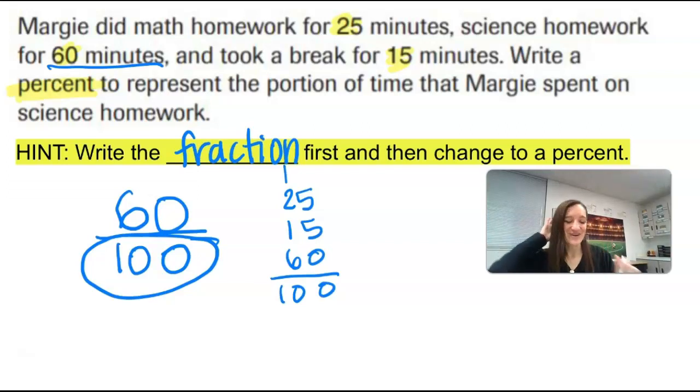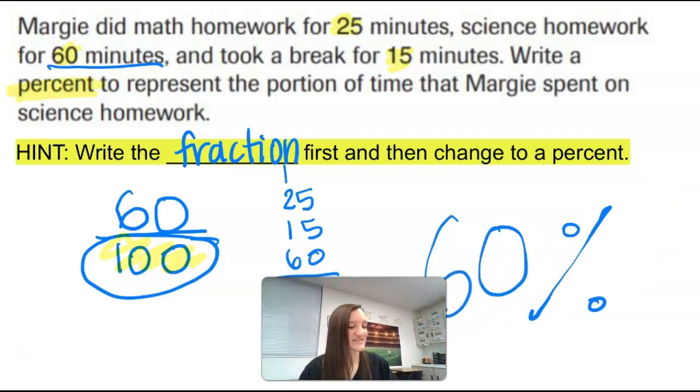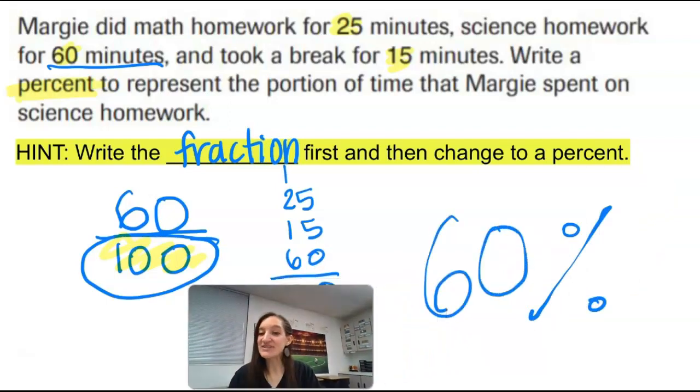And now to answer the question, take this 100 and rewrite it as a percent. And then change it into 60. So 60% of the time she was doing her science homework, which means that 25% of the time she was doing math, 15% of the time she took a break. And that is how you do percents.